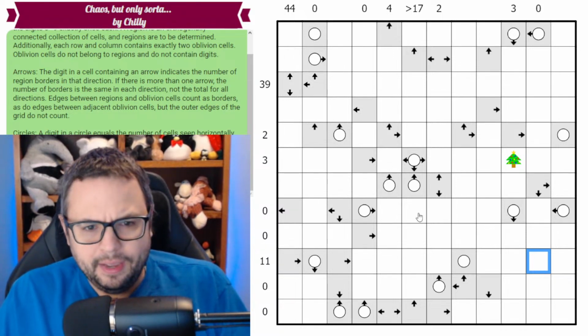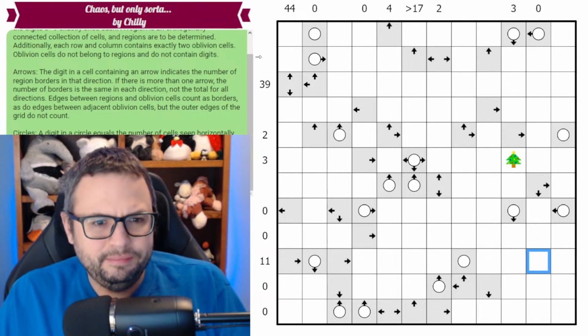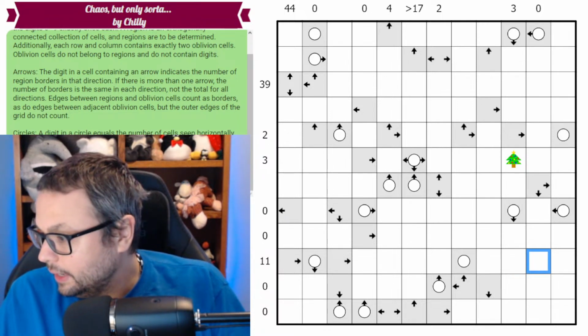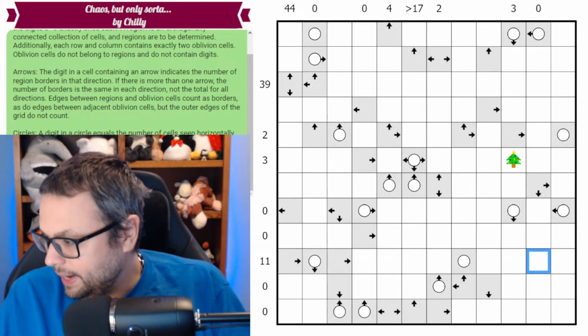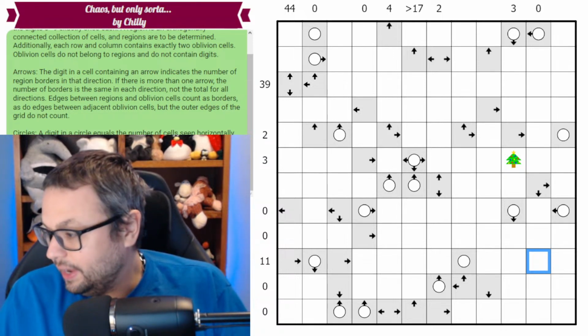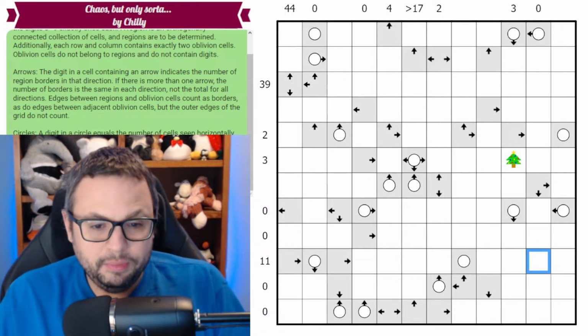So I think I can probably get started. Oh, I should open betting. You may start betting. Oblivion counts as other, by the way. So we will do this.